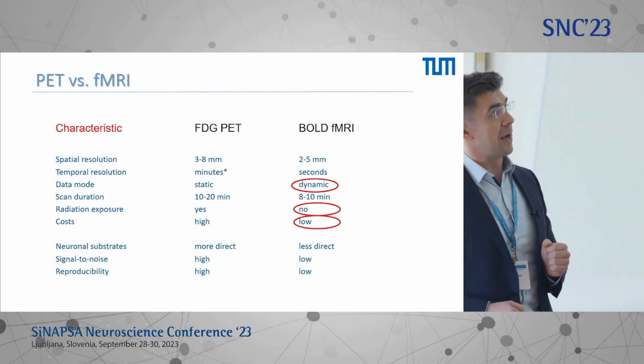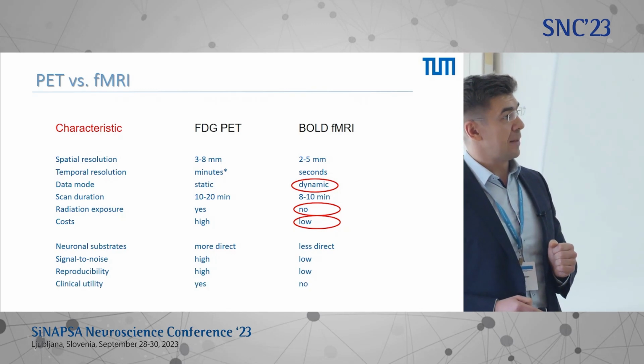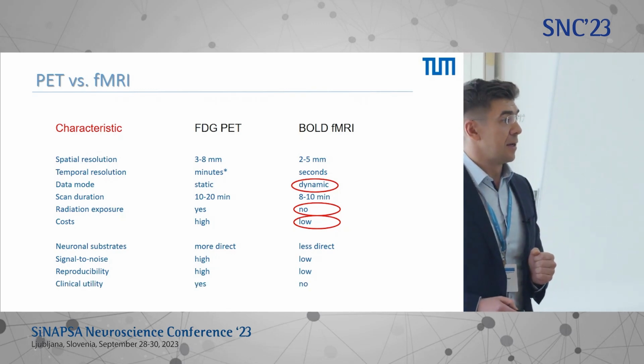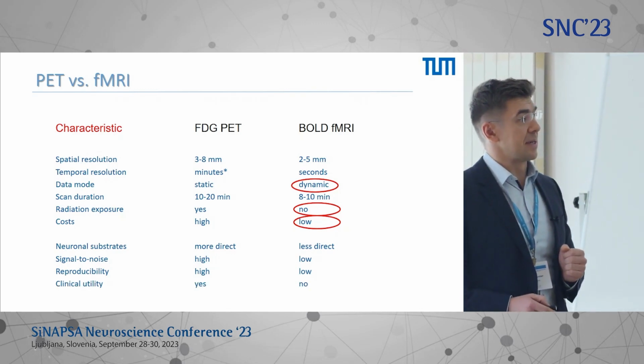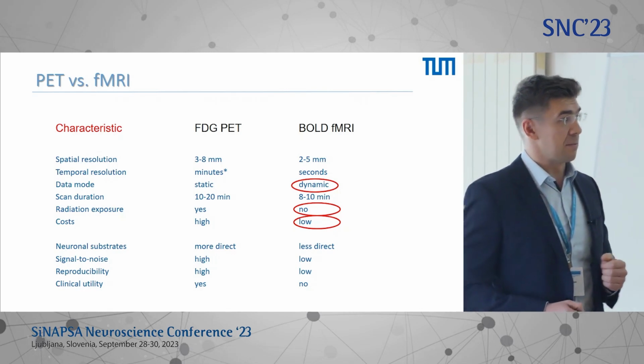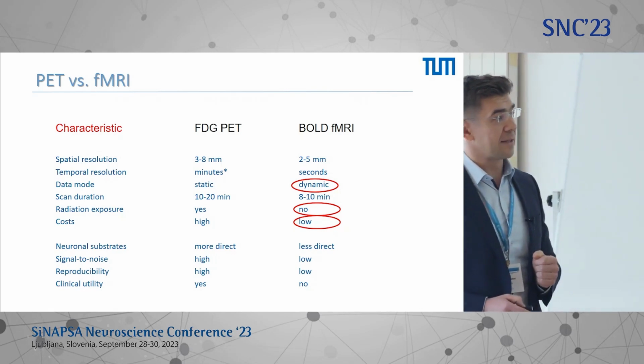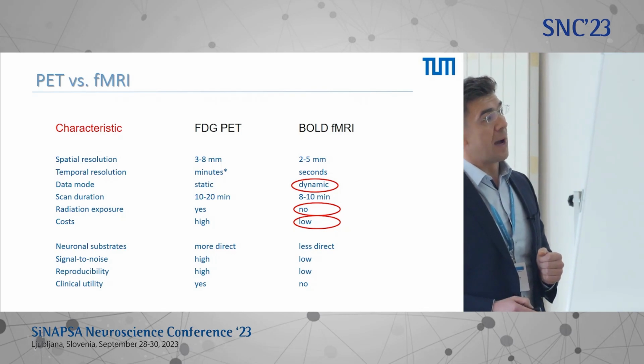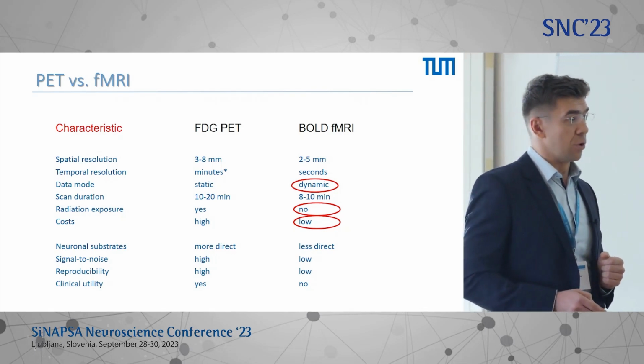Reproducibility is known to be higher again for FDG PET. And as a consequence, there is no wonder that FDG PET has a wide clinical utility, while it is not the case for BOLD fMRI.